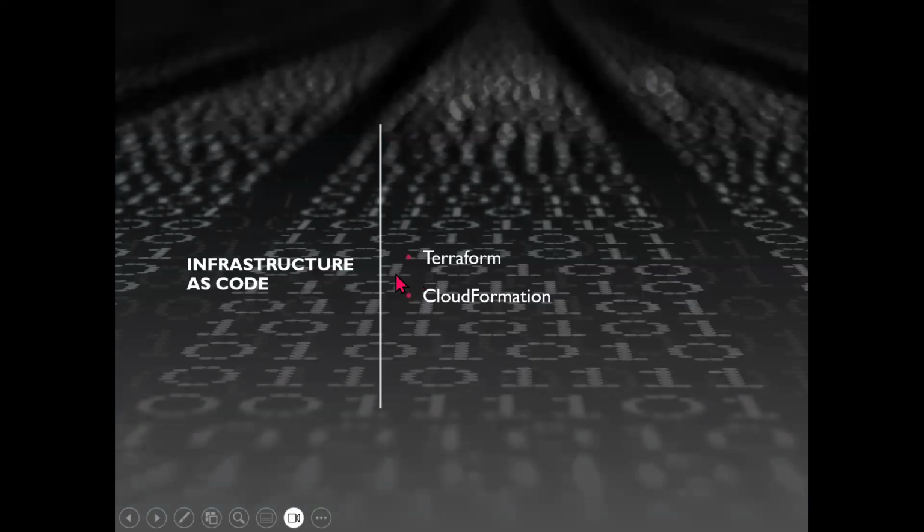Another very, very important skill that you must learn is infrastructure as code: Terraform and CloudFormation. This is so important. The difference between Terraform and CloudFormation is that CloudFormation is like an Azure template. It is linked to AWS, so it cannot be used on Azure, and it won't be used on GCP either. But Terraform can be used on all the clouds.